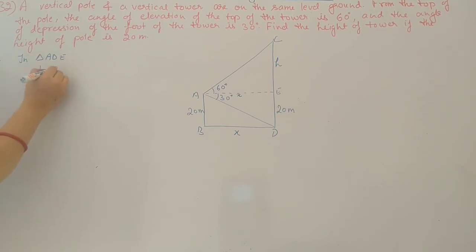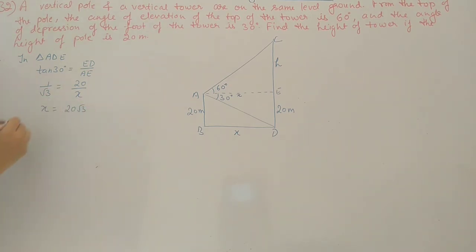Tan 30 is equal to height ED by base AE. Tan 30 value is 1 by √3. ED is 20, and AE we have to find out. AE we can write as x. So x is equal to 20√3.